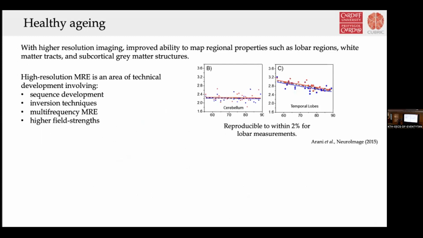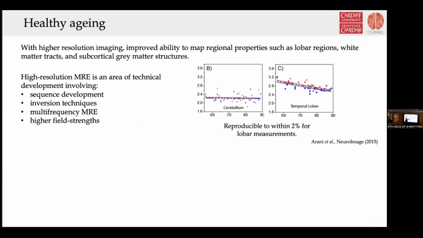So with higher resolution imaging, the ability to map regional properties is improved, and this really helps when we consider looking at specific structures which are responsible for certain functions. In brain MRE, high resolution MRE is an active area of research. It involves improvements to the sequence, the inversion. You can use multi-frequency MRE or you can use higher field strengths. But essentially, with the improved MRE acquisition and processing pipeline, the Mayo group were able to look at the lobes of the brain, and it was reproducible to within 2%.